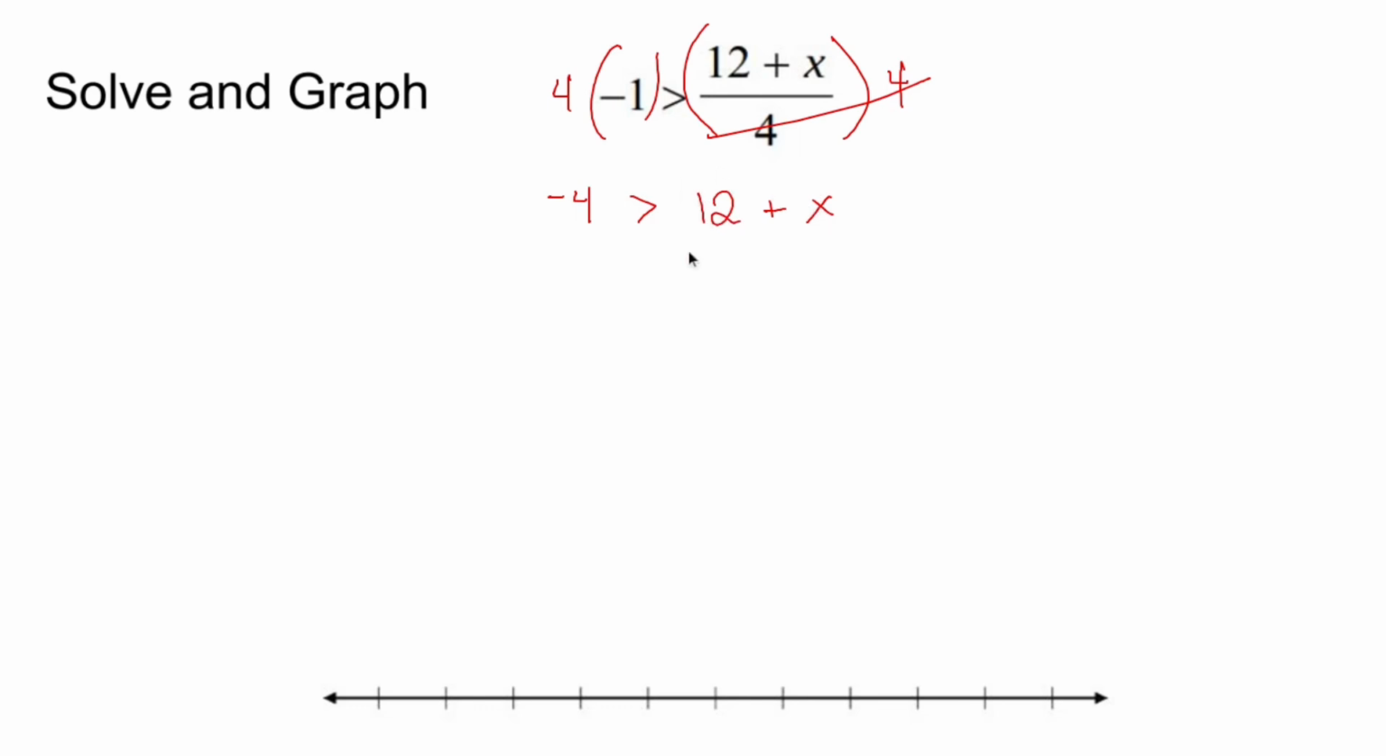12 is floating around. How do you get rid of a positive 12 that's just floating around? Well, subtract 12, of course. And that gets us -4 minus 12 is -16 is greater than x.